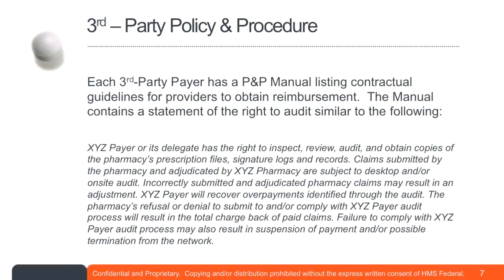So the last part of this says that the pharmacy's refusal or denial to submit or comply with the audit will result in total chargeback. And what that means is that if the pharmacy, for whatever reason, decides to not cooperate with the auditing, then they will owe everything back, because the auditor is not able to look at records to find out what errors there may be, if there are any errors. So it's in the pharmacy's best interest to cooperate with the auditing and to supply those records.